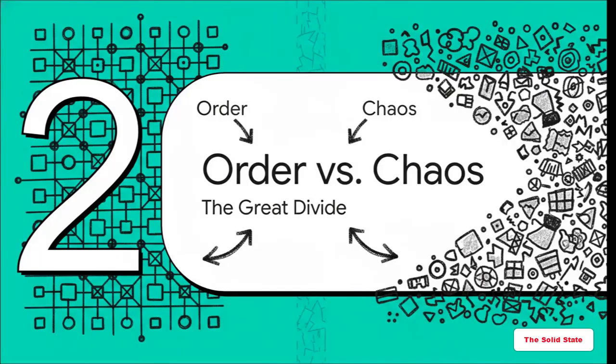Okay, so to really get how these amazing properties even exist, we've got to go back to basics. We need to look at the most fundamental split in the entire world of solids. You can think of it like a battle, really. It's a battle between perfect, beautiful order and total chaos. And this one difference divides all solids into two huge categories.